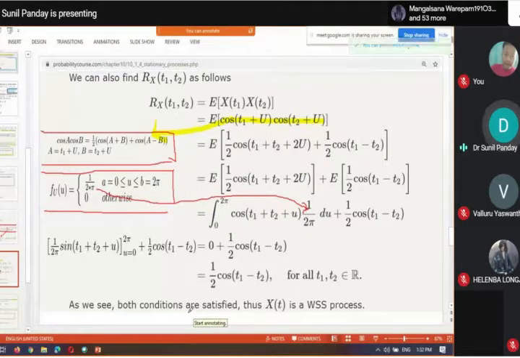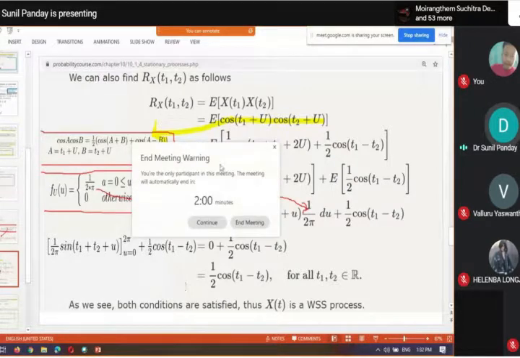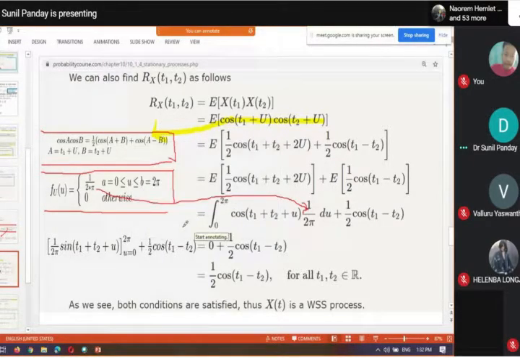Now we have to check whether its autocorrelation function is a function of the time difference or not. So we take two time instants t1 and t2, and the definition of Rx(t1, t2) is the expectation of X(t1) and X(t2). This is the definition of autocorrelation, if you remember the last or yesterday's lecture.